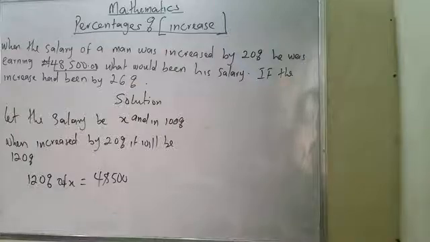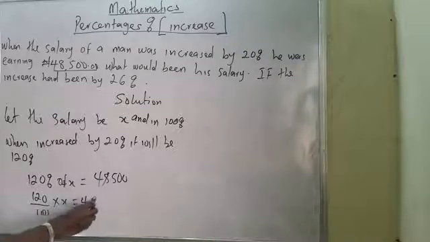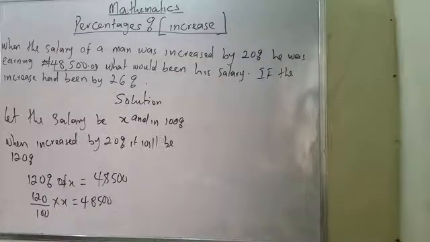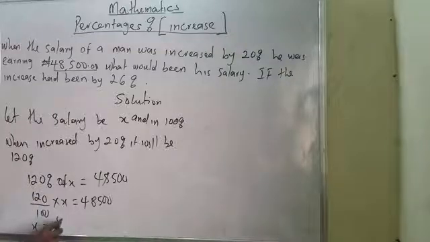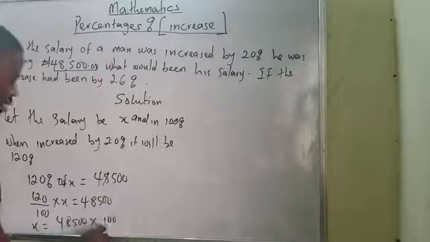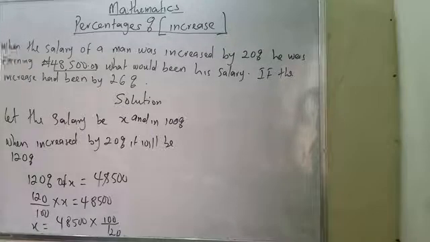Now, it means I'll be talking about 120 divided by 100 multiplied by X equals 48,500 naira. Now, my X will be equal to, I multiply both sides by 100 all over 120. It means I'll be having 48,500 multiplied by 100 divided by 120. Take note of that.